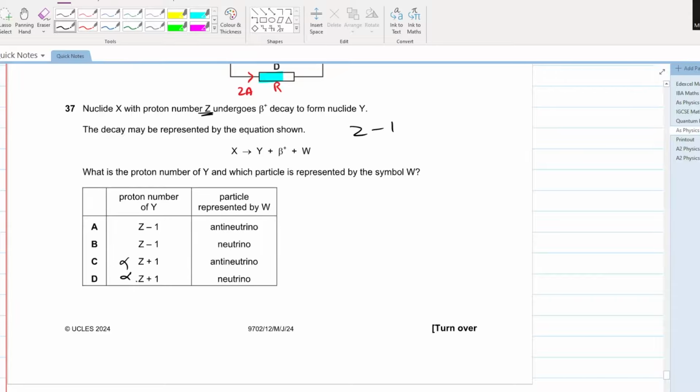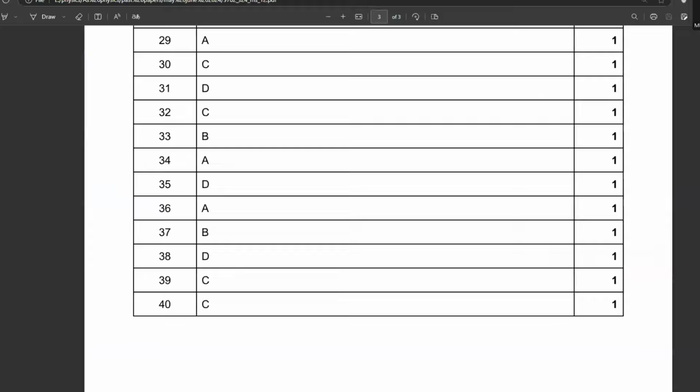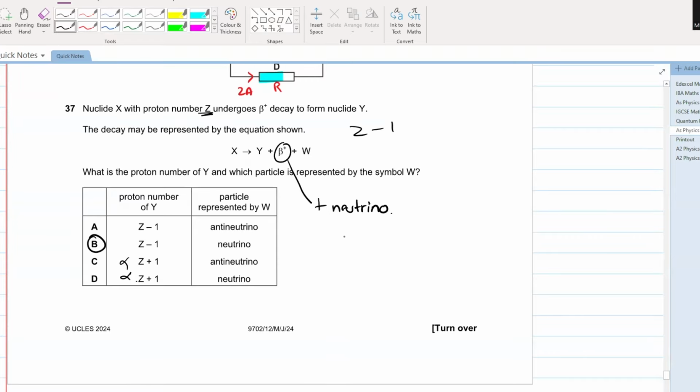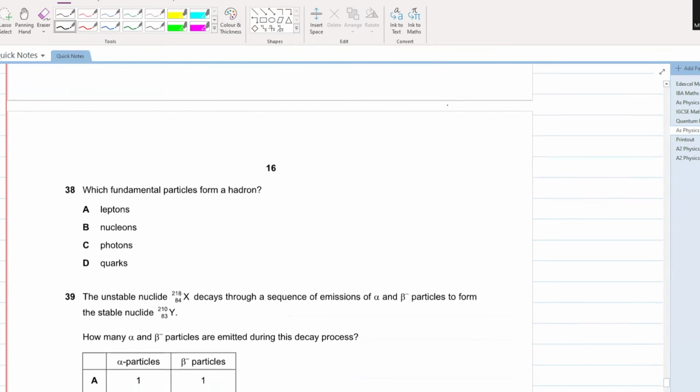And which particle is represented by the symbol W? Always remember whenever beta particles are released, what are released with the beta particles? Neutrinos. B is your answer. Let me see if anyone has answered in the chat. B will be your answer. Always remember, beta positive particles के साथ you always get a neutrino. Let me write it here. Beta positive particles will always have a neutrino with them, and beta negative particles will always have an anti-neutrino with them. Simple. Nothing complicated here. Let's further move ahead.